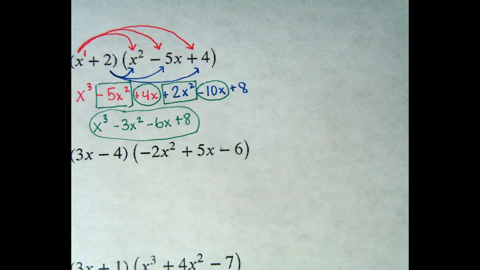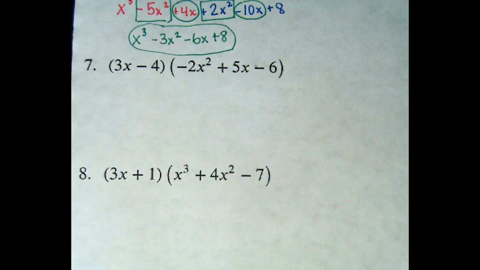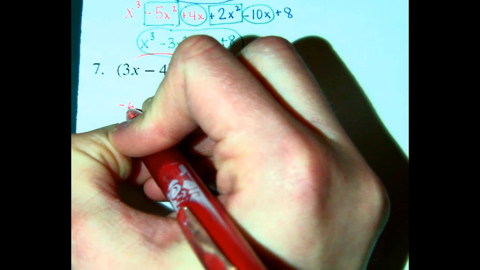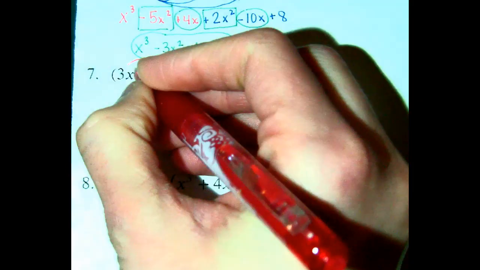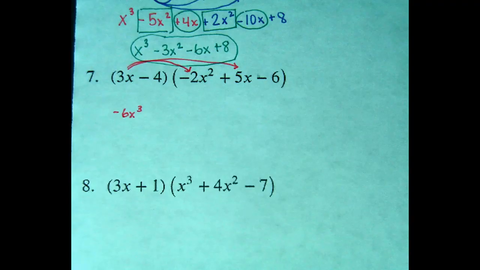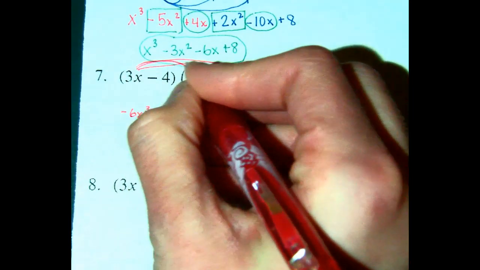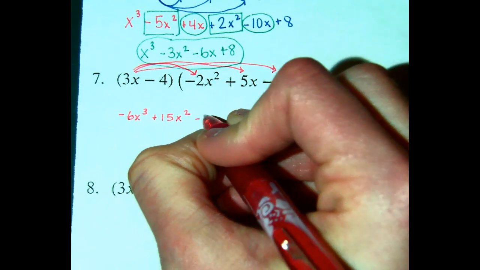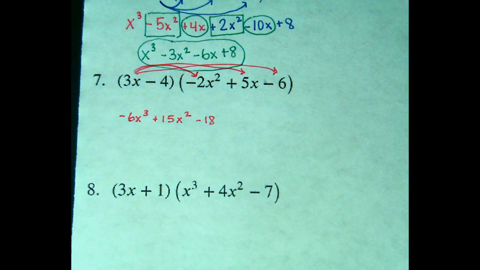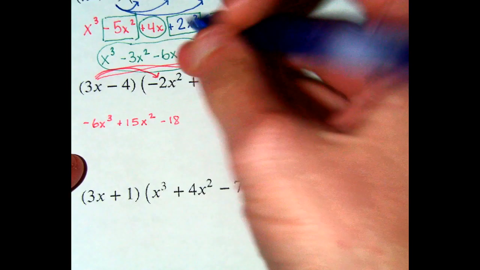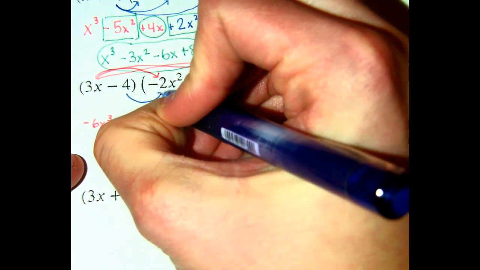Alright, number 7. Somebody tell me what to do. Okay, distribute 3x to negative x squared. What does that become? 6x cubed. Alright, x times 5x squared. And 3x times negative 6. Okay.